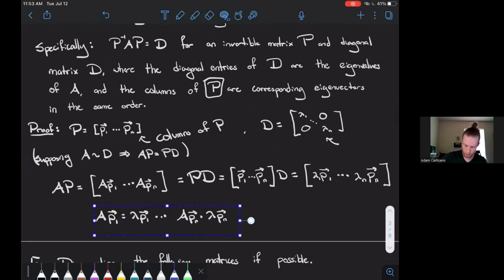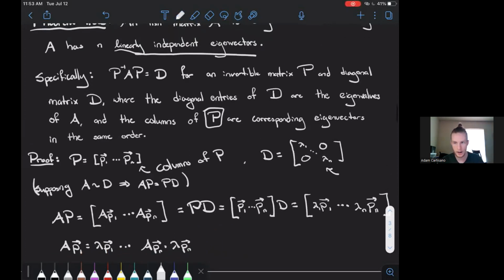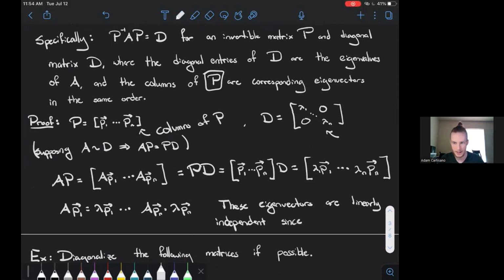So what are we trying to show? We're trying to show that A has n linearly independent eigenvectors. Well, we have found n eigenvectors. How do we know that they're linearly independent? The columns, or these eigenvectors, are linearly independent since P is invertible.